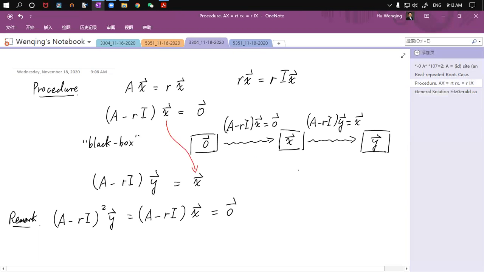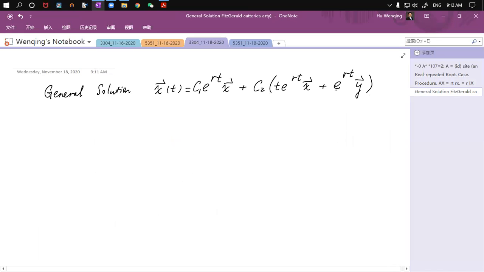Okay, so the new vector y was found by using this input-output analysis. As we just mentioned, you have to put the matrix (A minus rI) multiplied by y equal to x, which is the output of the first equation. You solve for the new y, and this y has to enter this solution as this formula. Is that good, family? Okay, so this is the general formula for the real repeated root case.